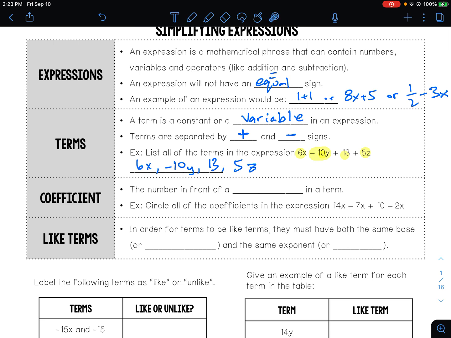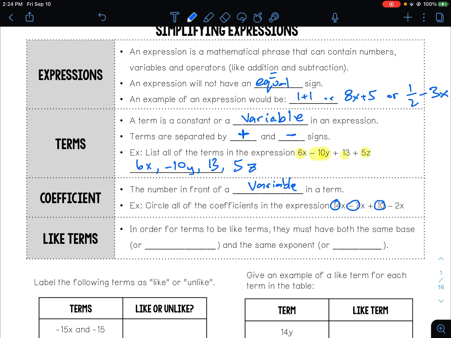All right, let's talk about the word coefficient. A coefficient is the number in front of a variable in a term. So remember, variables are like x and y. The coefficient would be the number in front of it, the number that it's multiplying with it. So with the 14x, 14 is the coefficient. We've got negative 7. We've got 10.